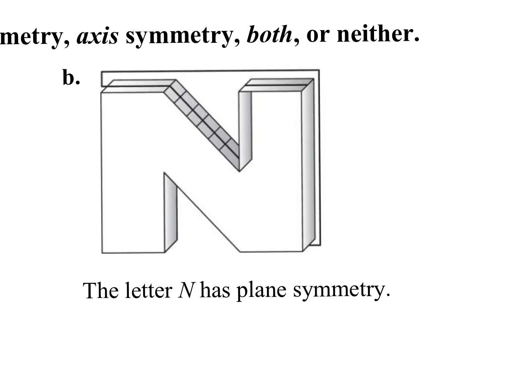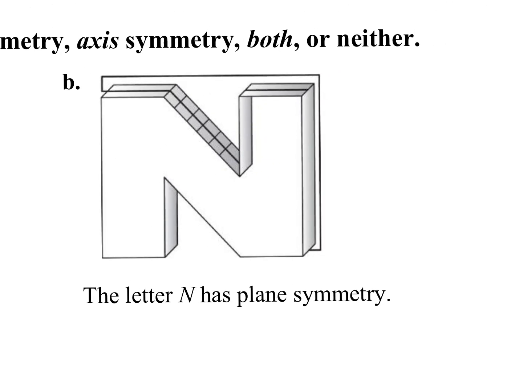Meanwhile, the letter N only has plane symmetry. Because it's a 3-dimensional representation of the letter N, we can take a plane and cut it into the height of our N to essentially give us symmetry along the plane. But there's not any sort of line, any sort of axis, I could draw to rotate around and get the same figure. So it has plane symmetry, but not axis symmetry.